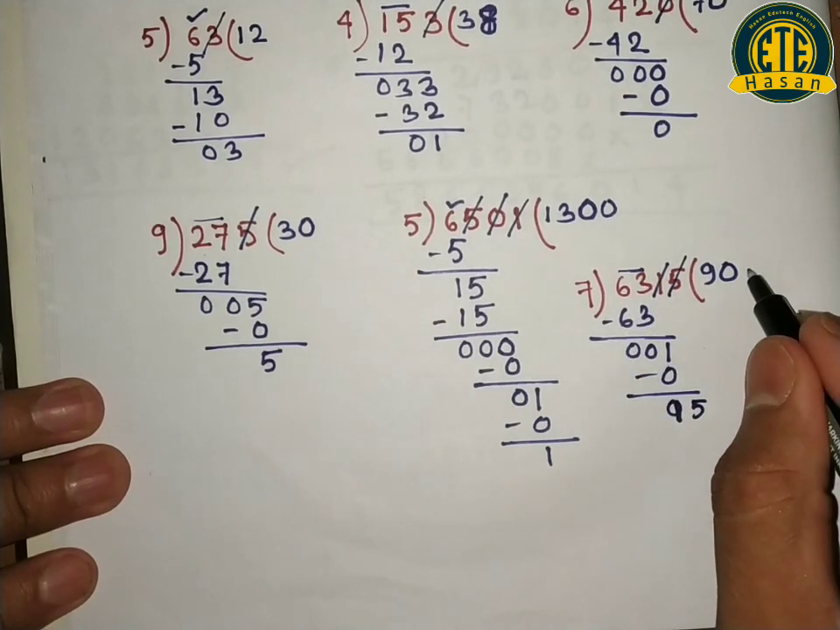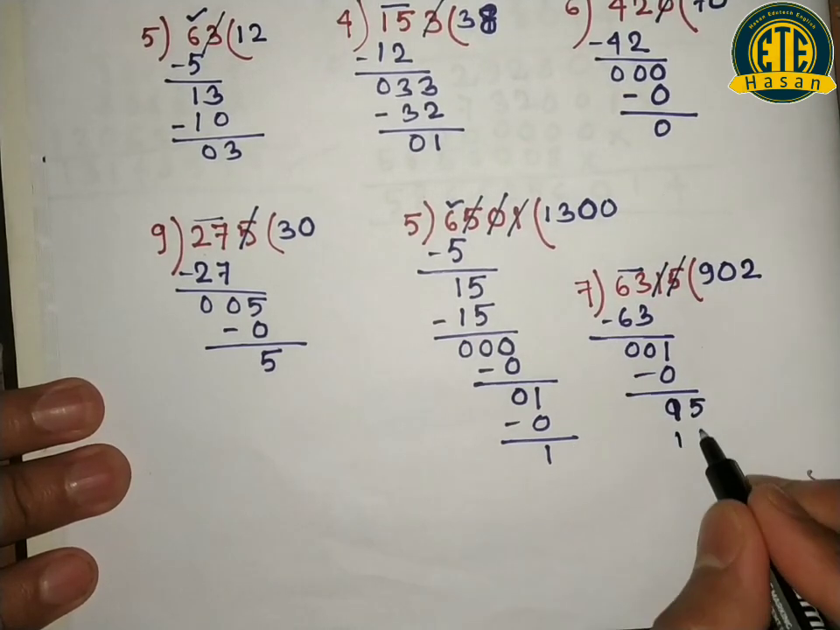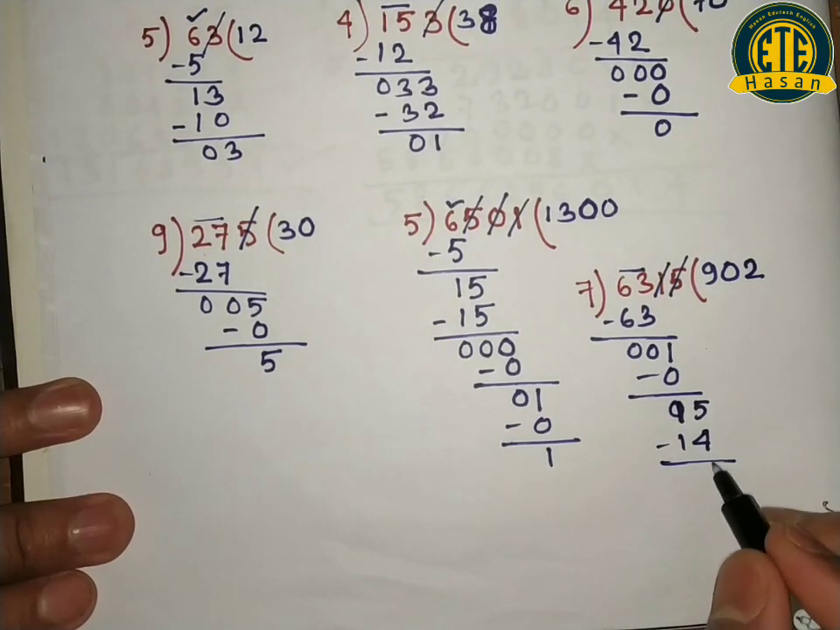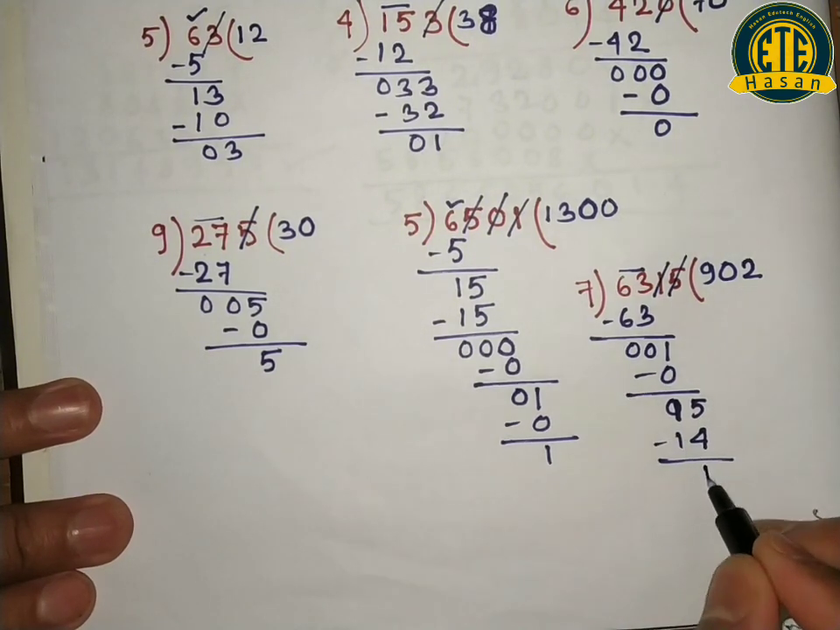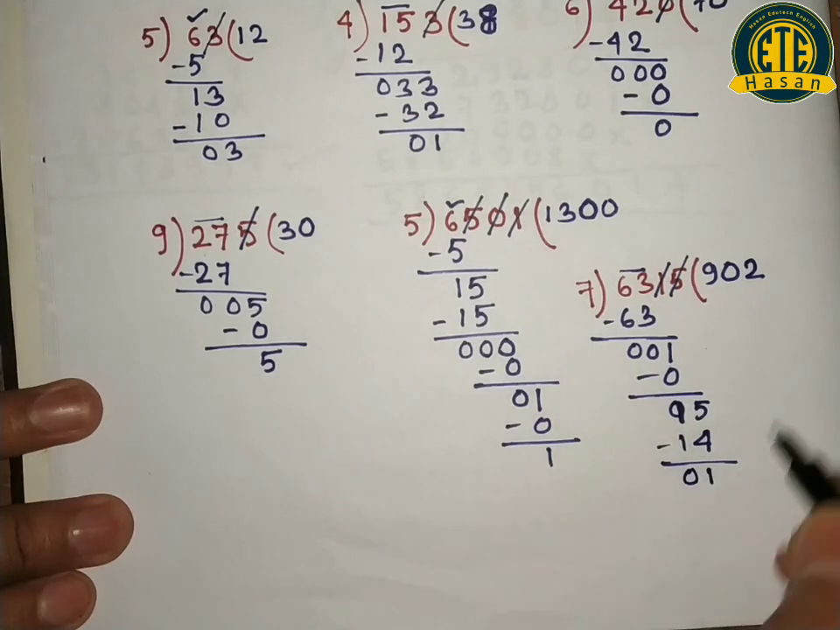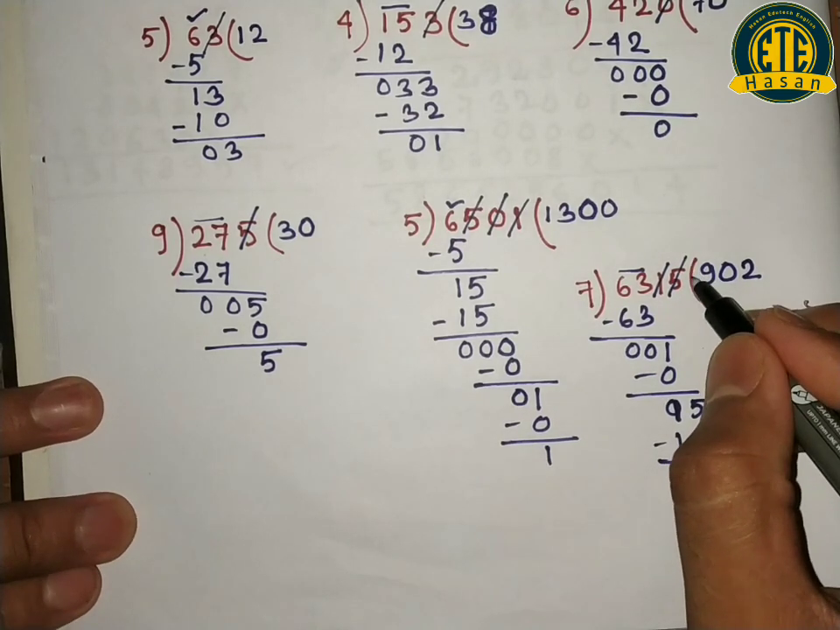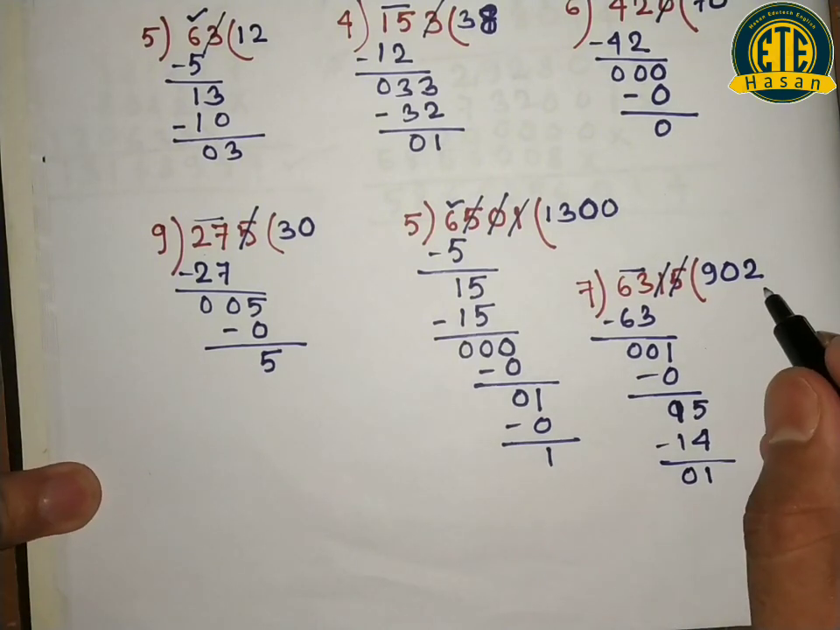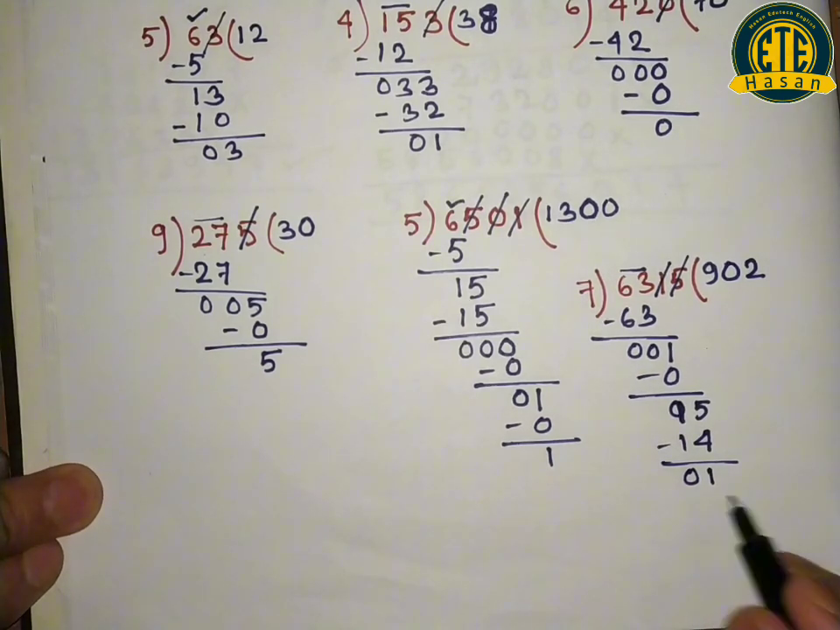5 7 threes are 21, 7 twos are 14. Now here is 14. 5 minus 4 is 1, 1 minus 1 is 0. After subtracting, I will note down from the dividend. Is there any number left? No, so our answer is over. The quotient is 902 and the remainder is 1.